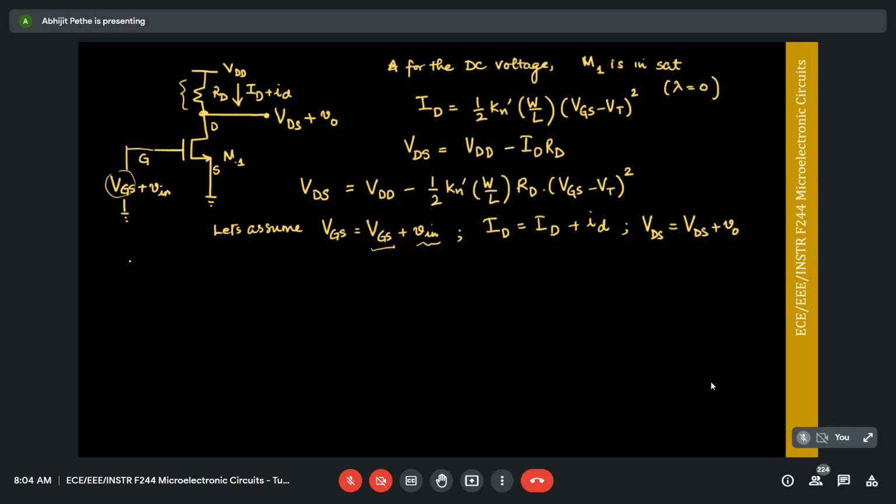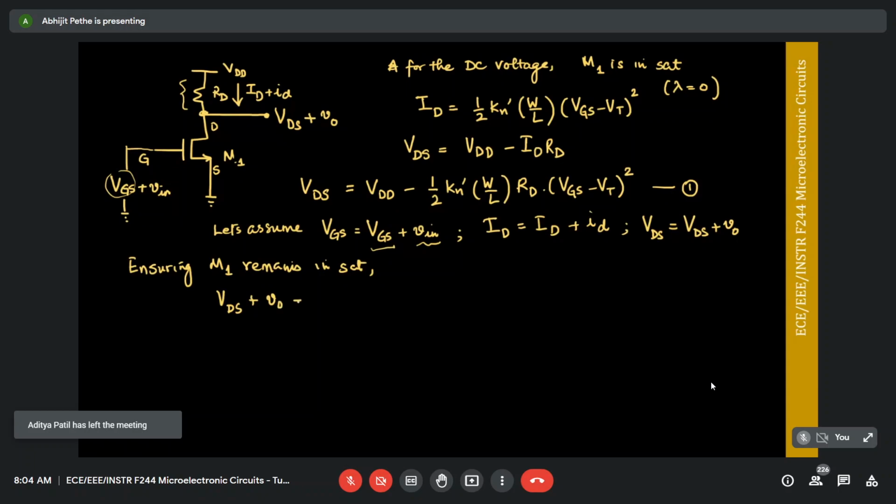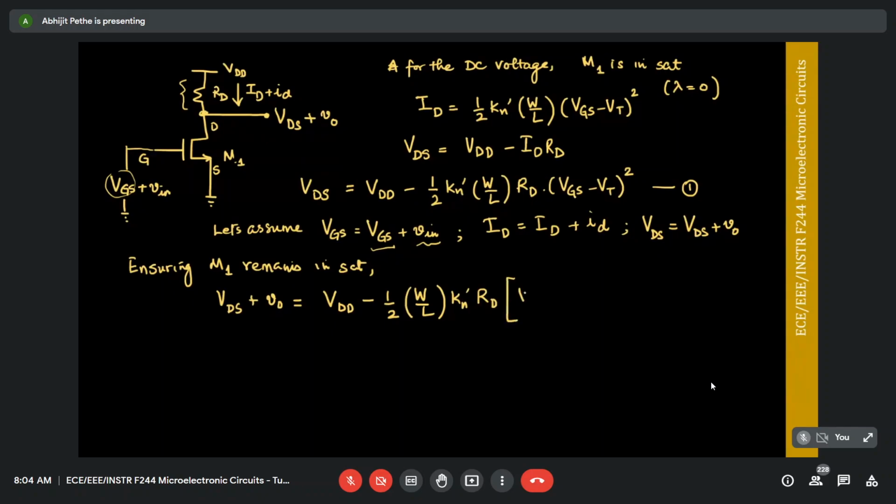So ensuring M1 remains in saturation, this equation 1 continues to hold. Therefore, now I can write my equation 2 as VDS plus V0 is given by VDD minus half W by L into Kn prime into RD into VGS plus Vn minus Vt the whole square, right?